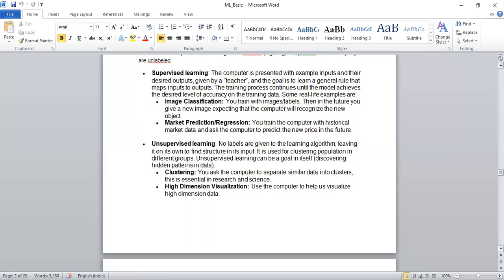Clustering: you ask the computer to separate similar data into clusters. This is essential in research and science, and also in high dimension visualization. We use the computer to help us visualize high dimension data.